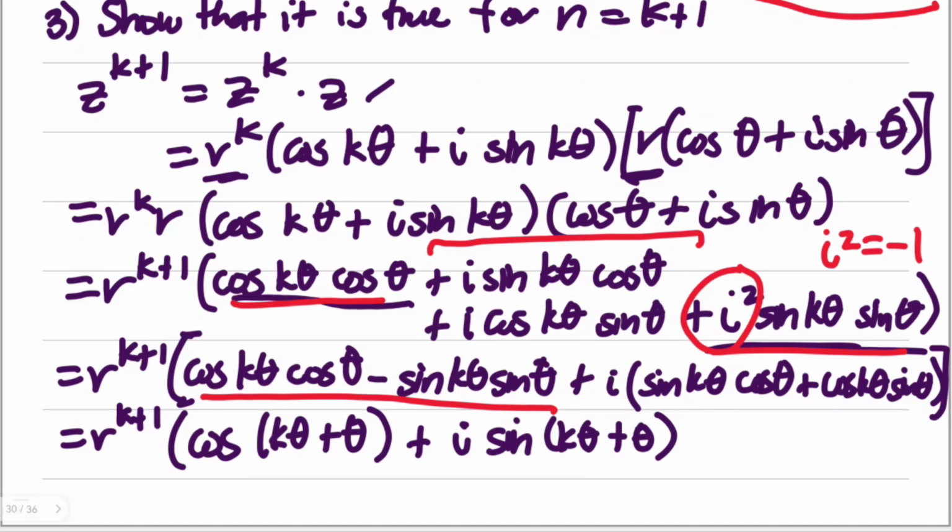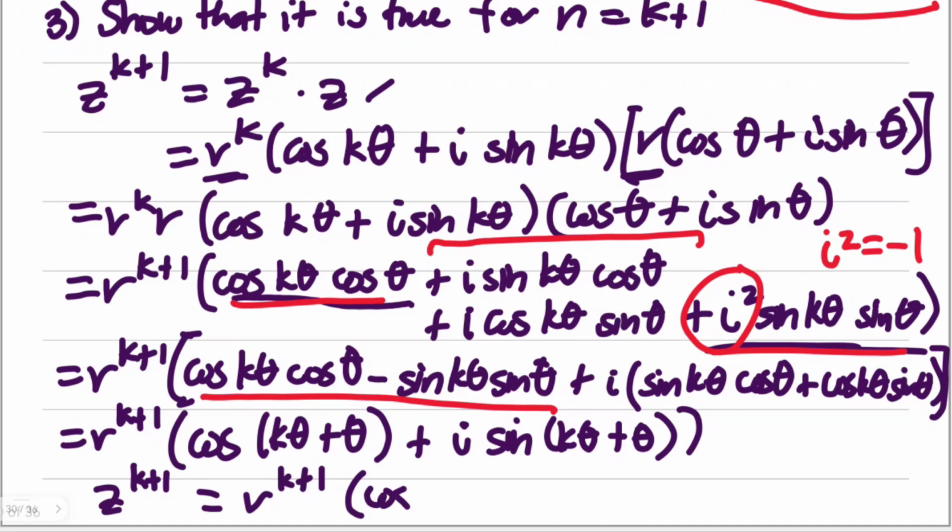Okay. So we are almost done. So you have z to the k plus 1 is actually r to the k plus 1 times, if we're going to factor theta for this, factor theta here, factor theta there as well. So what you will have now is actually this.